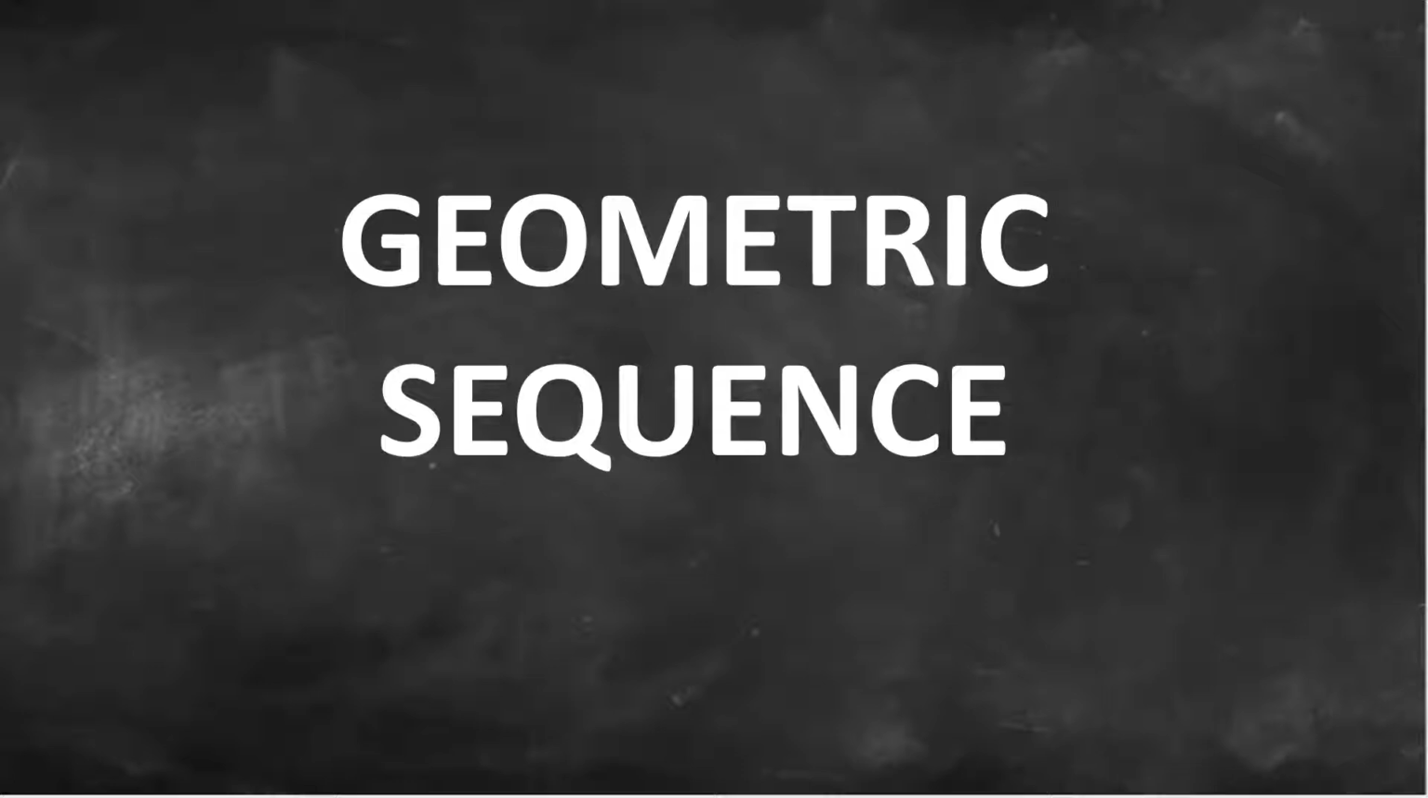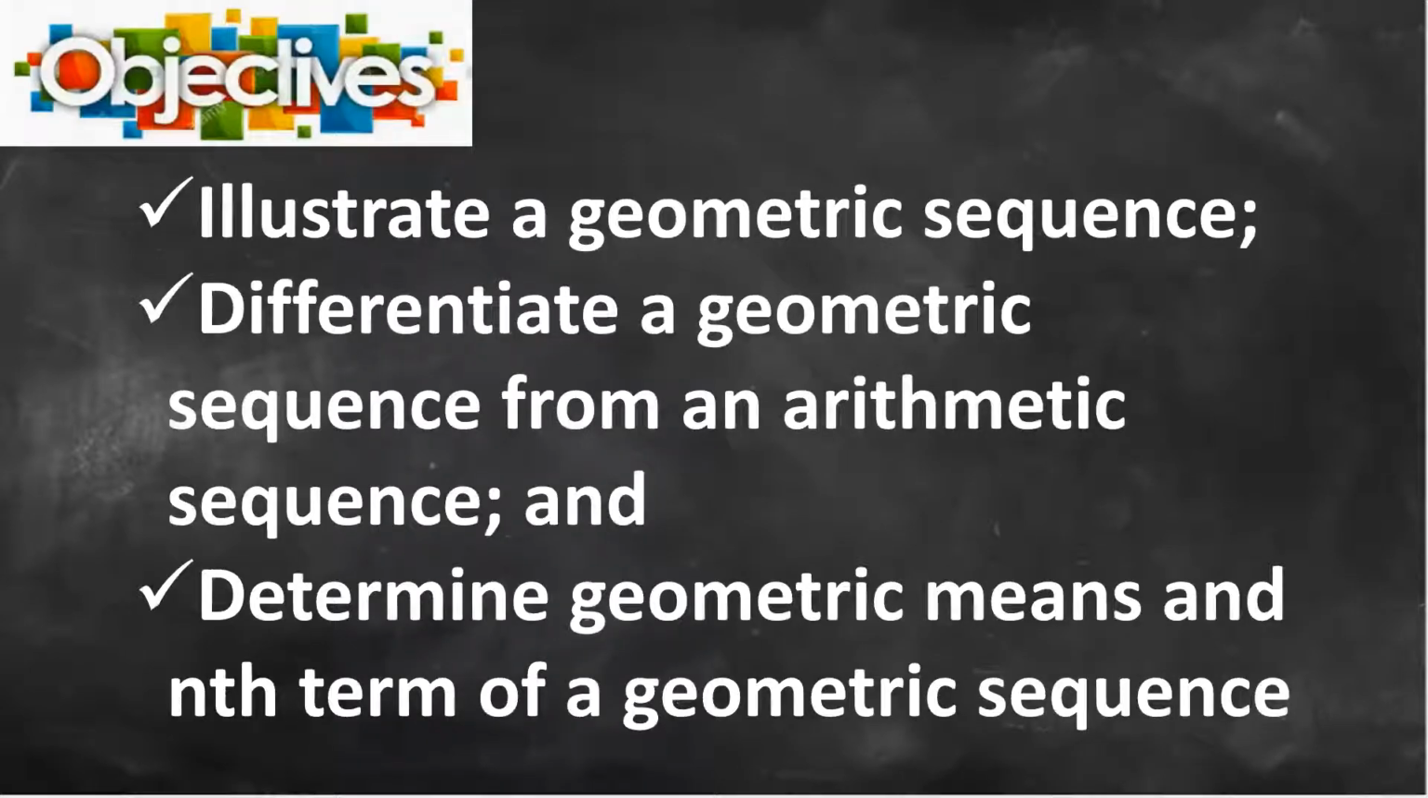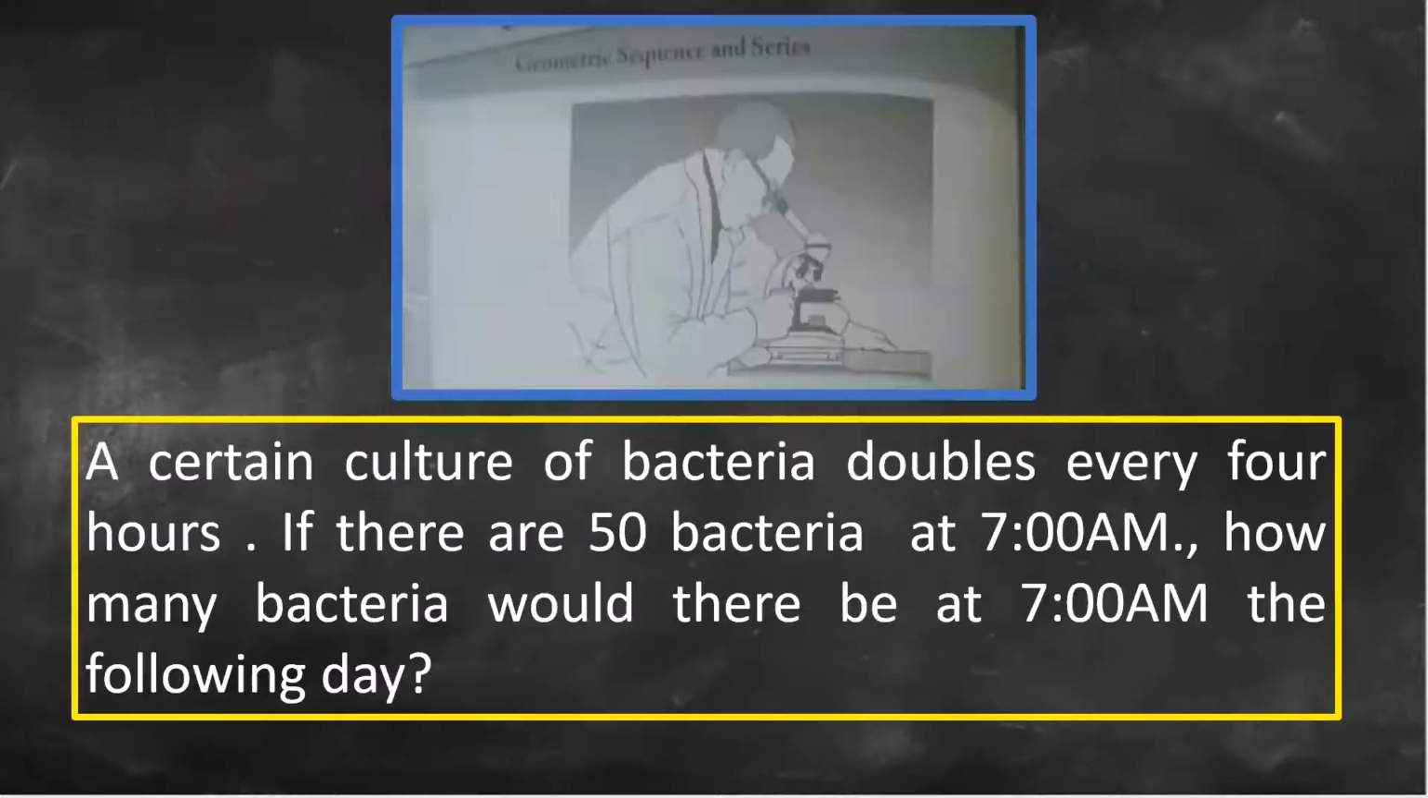So let's take a look at the objectives of this lesson. Number one, illustrate geometric sequence. Second, we have to differentiate a geometric sequence from an arithmetic sequence. And finally, the third objective, determine geometric means and the nth term of a geometric sequence. So let's take a look at that.